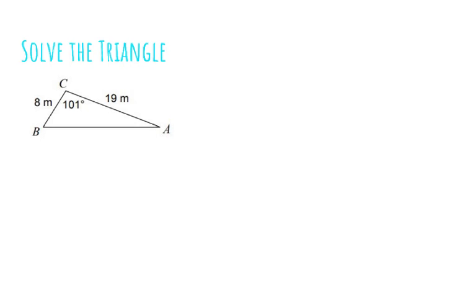C squared equals A squared plus B squared minus 2AB cosine of C.